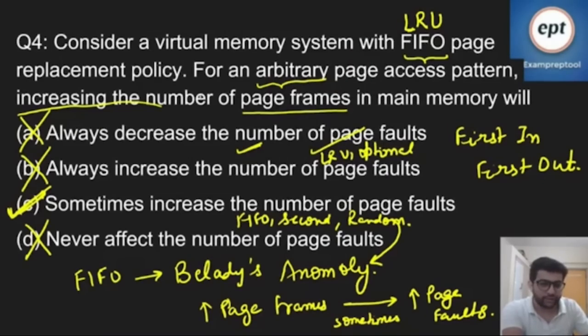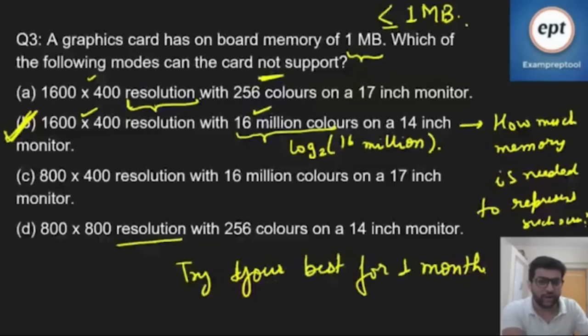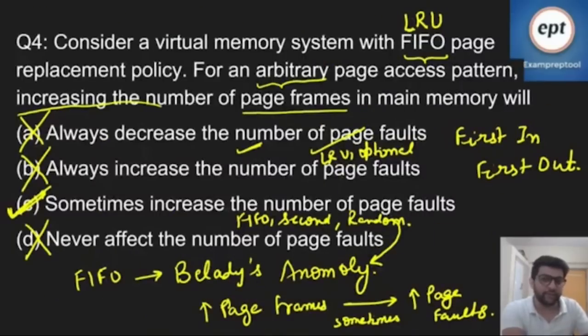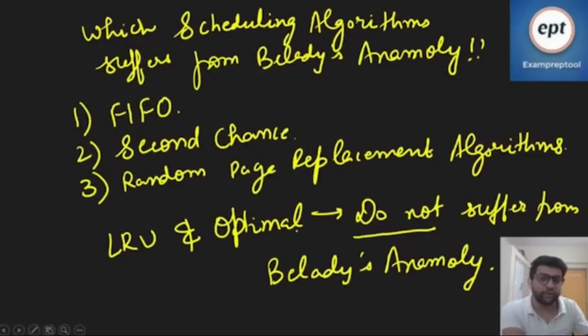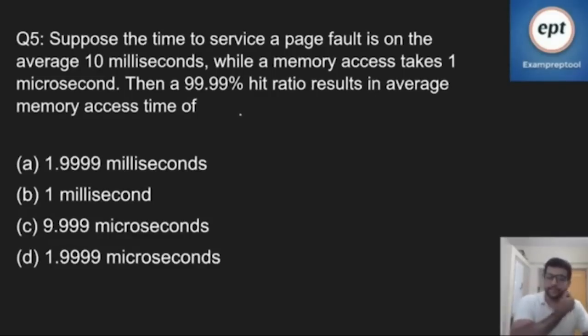These types of questions, the four questions we have just solved, can all be asked in the exam for 1 mark, right? For 1 mark, they usually ask questions from the small concepts. You have to revise these concepts, otherwise you will lose these marks, right? It is very easy to score marks in operating systems. So let's move on to the next question. Just read the question first before moving on to the solution, and try to solve it on your own, right?